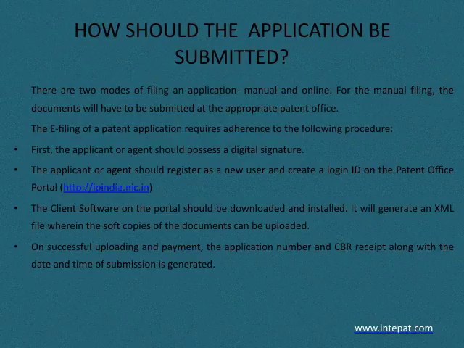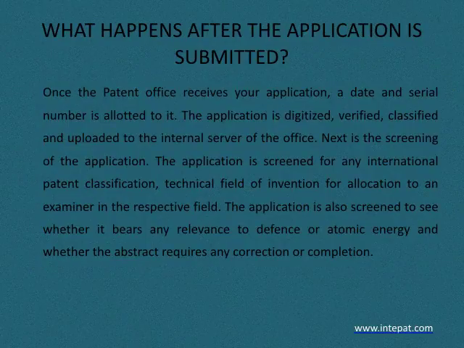First, the applicant, that is the true and first inventor, or the agent should possess a digital signature. Second, the applicant or agent should register as a new user and create a login ID on the patent office portal, that is ipindia.nic.in. The client software on the portal should be downloaded and installed. It will generate an XML file wherein the soft copies of the documents can be uploaded. Now, on successful uploading and payment, the application number and CBI receipt along with the date and time of the submission is generated.